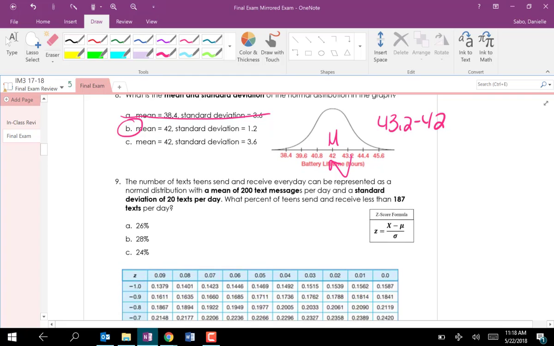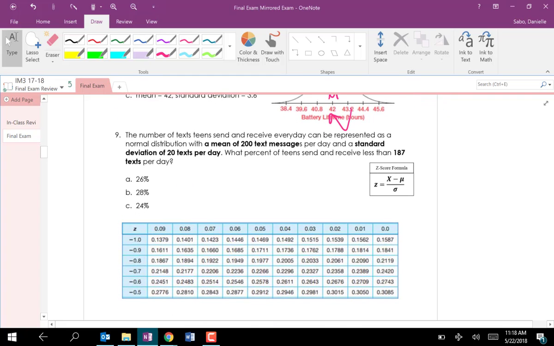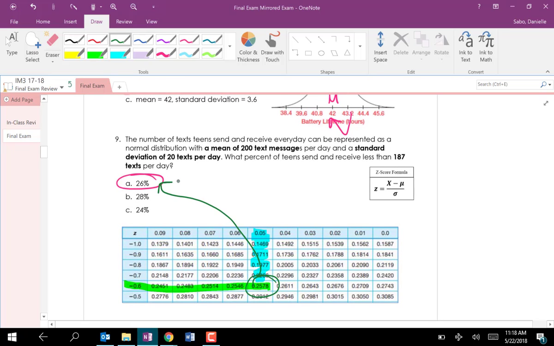Okay, number 9. When you do this, what did you guys end up getting? A. It is A, and let me show you. When you end up doing all the calculations, you're going to get to this point where you have to look up where it intersects, and it intersects right here. And that's why we got 26. Because when you round it, it becomes 26.